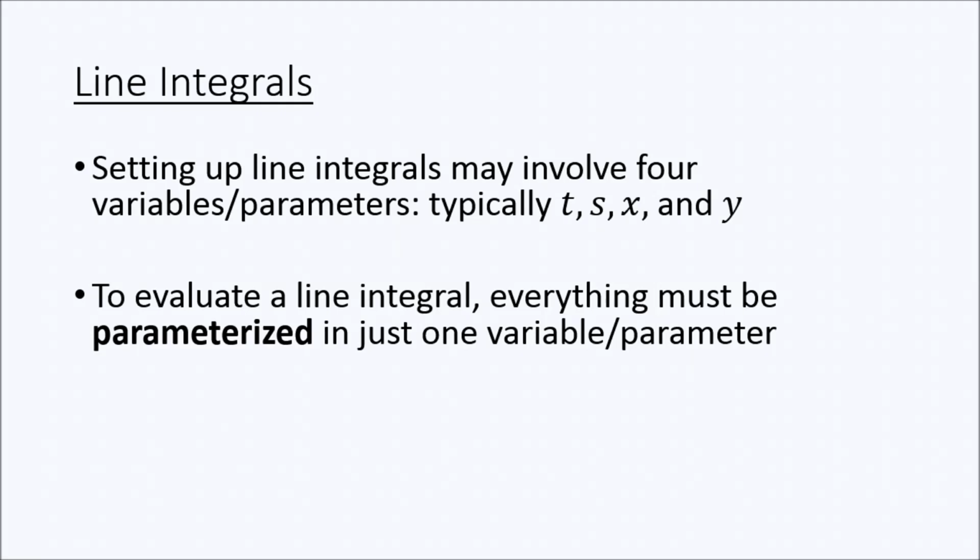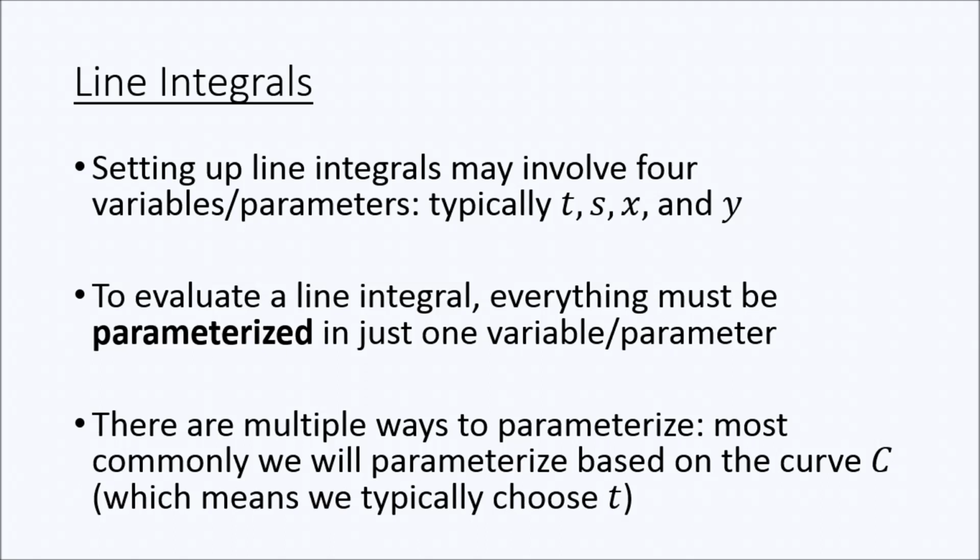So to evaluate a line integral, the first step is going to be to parameterize everything in terms of just that one variable or that one parameter. And although there are multiple ways to parameterize, most commonly we're going to parameterize based on that curve C, and typically that curve C is going to be given by a vector function, r of t, which means we're typically going to try to parameterize in terms of t. So let's talk about how we can generalize that process for other examples.